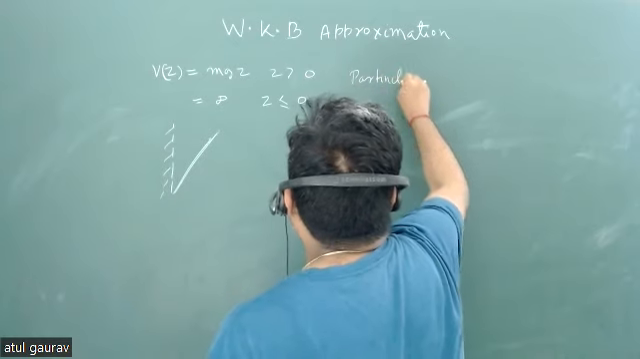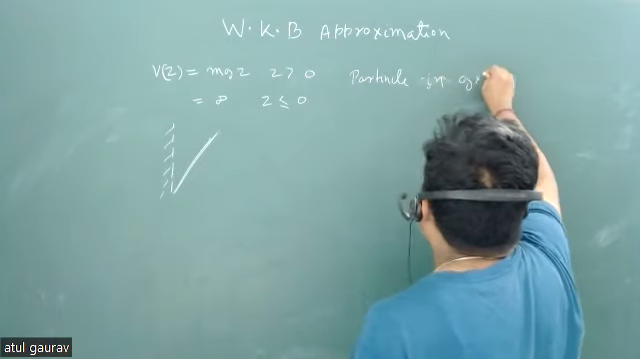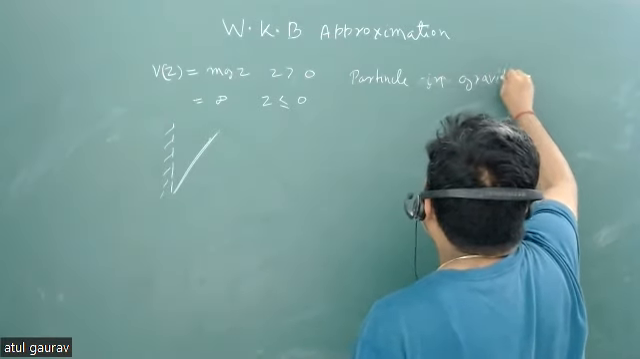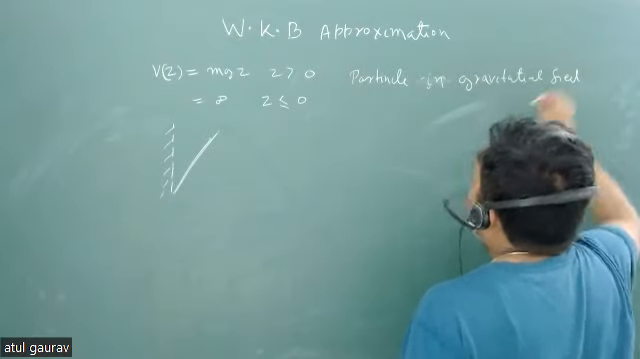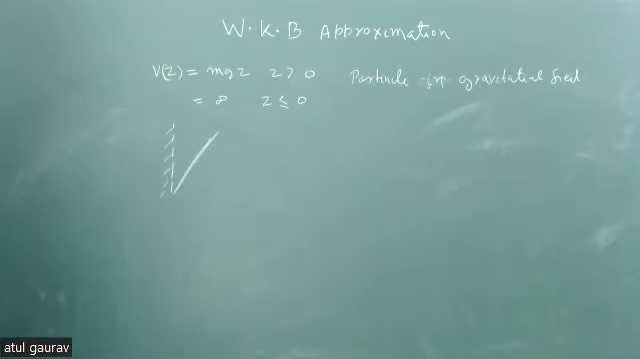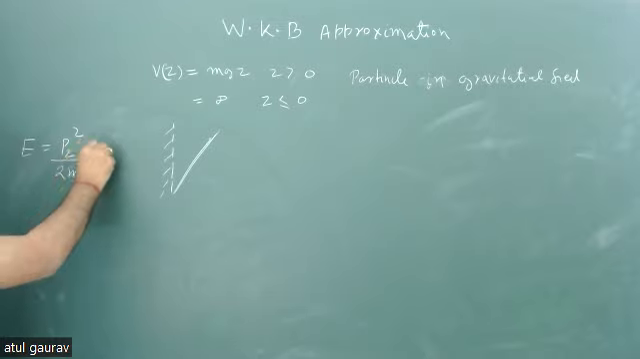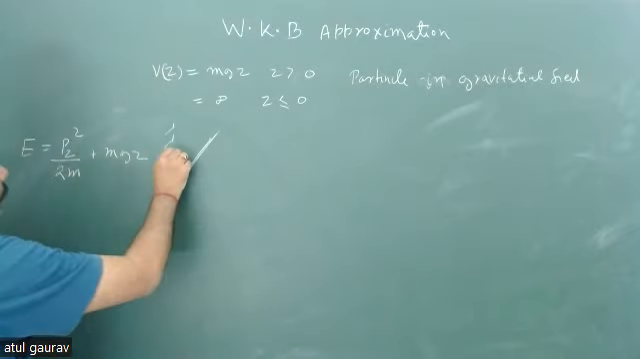Okay. So a particle in a gravitational field. So we can solve this type of problem. Okay. So obviously, again, we have to write the energy, and this energy is equal to pz square upon 2m plus mgz. So you are throwing a particle just vertically upward. Okay. And this will be my energy.